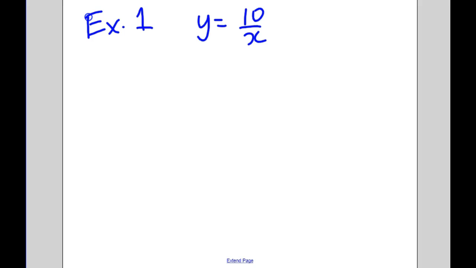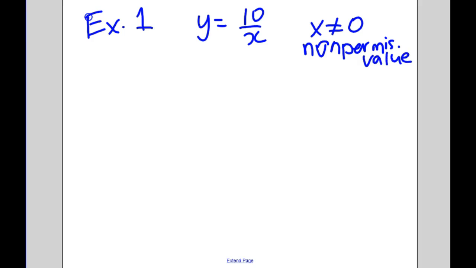Does anybody know what a non-permissible value of this equation would be right off the bat? 0. Perfect. Because you can't have x equal to 0, because that would make the bottom undefined. So x can't equal 0. That's a non-permissible value.